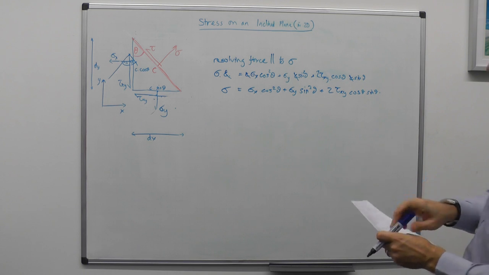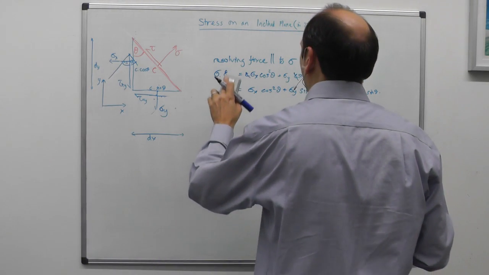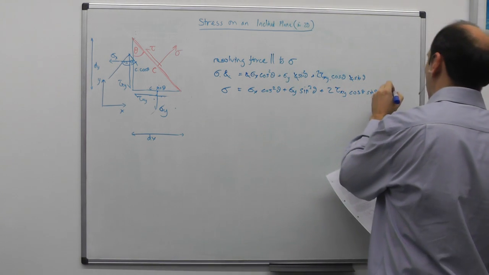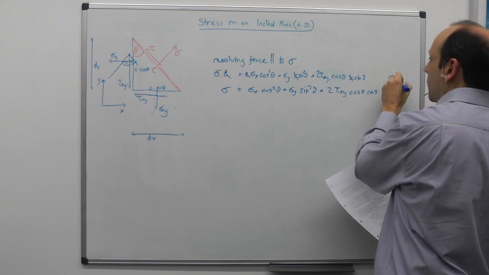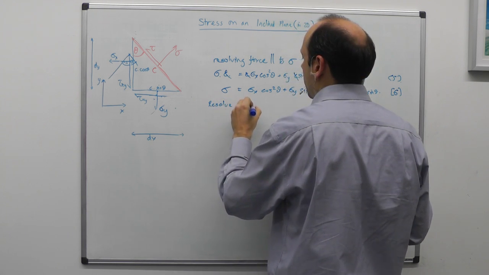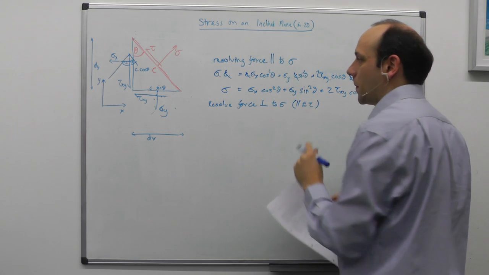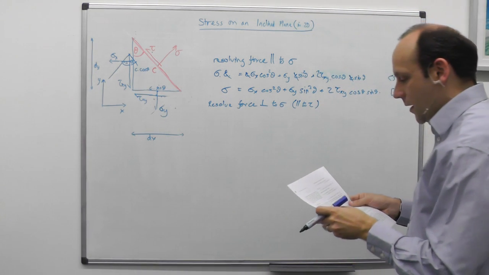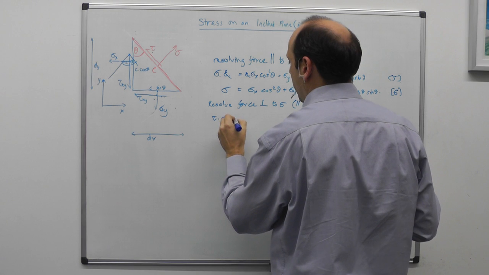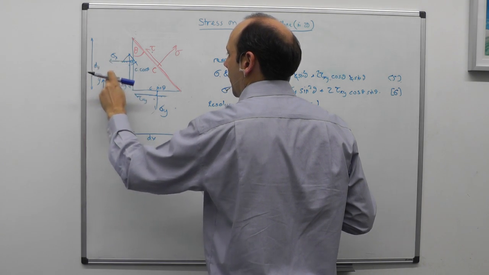Now, there's a bit of a game to do here, but first let's resolve in the other direction. So let me just write that down. That's equation 6. That's equation 5 in the notes. We can also resolve forces perpendicular to sigma, that is, parallel to tau, parallel to this shear stress here. And then we'll have tau times the area it's operating on, which is c times 1. And then we resolve all the forces going this way, and we end up with another set of equations.